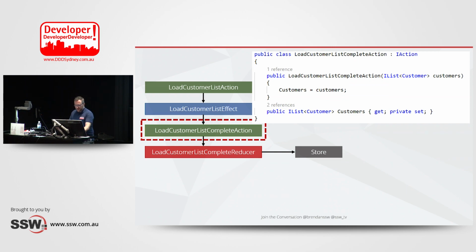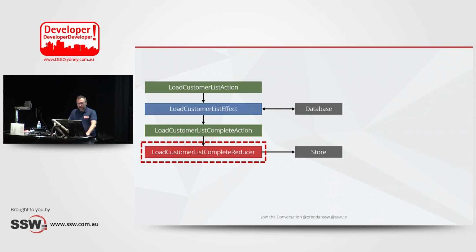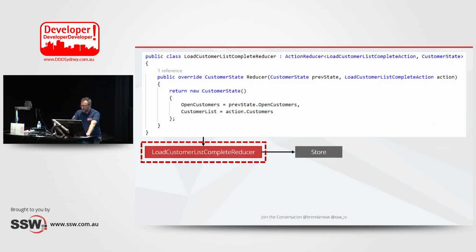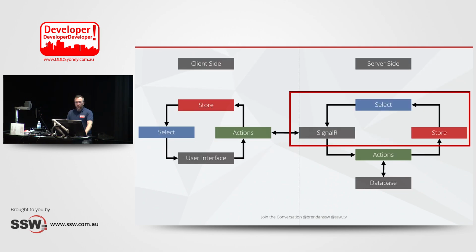So this action then goes through to a reducer, which is our load customer list complete reducer. And all this does, remember, reducers are pure functions. Reducers take in our previous state and they take in an action. And in our case, the action it's got is the action that contains the list of customers we've loaded. So all we do is then, all right, let's set that inside our state, and we're done. So that's one loop through of do something, load something, change our state, modify it in the store.